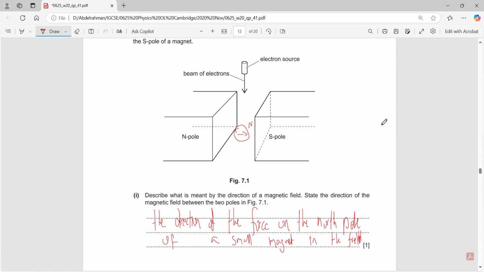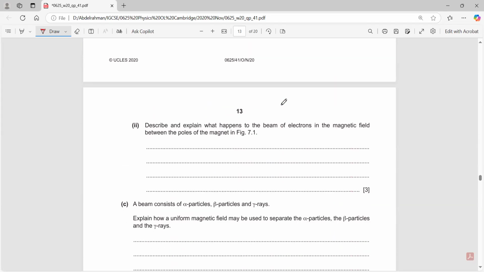How? Using Fleming's rule, in which the index finger is the direction from the north pole to the south pole, and the middle finger is the direction of the electron source, which is directed downwards. So the index finger is pointing to the right, the electron source is pointing downwards. Therefore, the thumb, which is the force acting on this electron, is acting into the page. That's it, using Fleming's left hand or right hand rule if you want to.